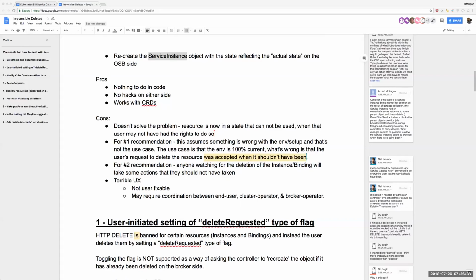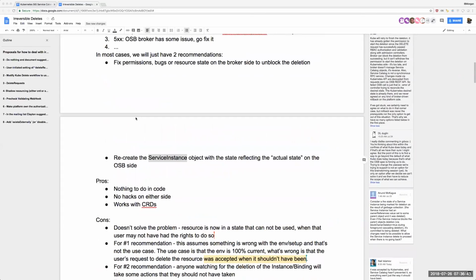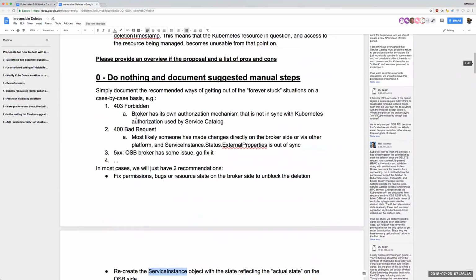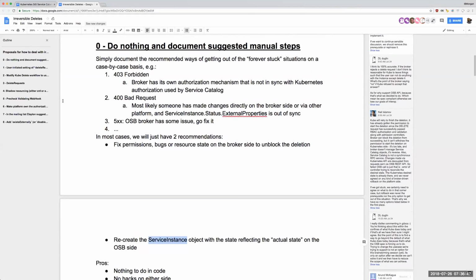Well, ask the question. Are there any questions on this proposal for 0? Any outstanding things on case 0? Do we understand what do nothing and add documentation means?